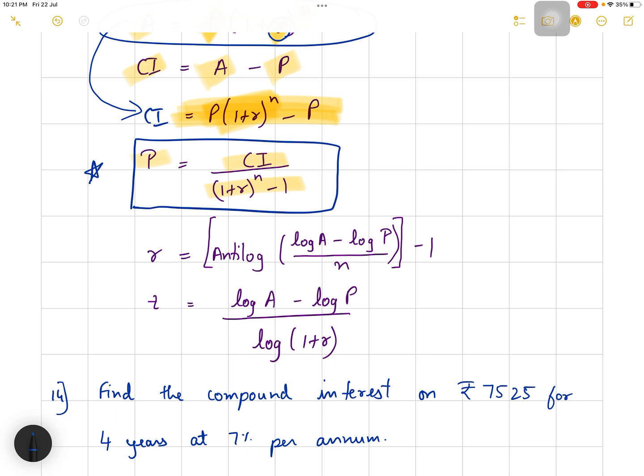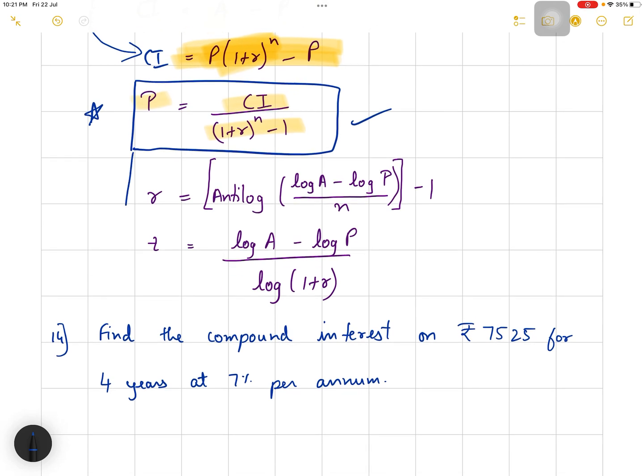So suppose amount is not given in the question, principal is asked, compound interest is given, then in that case you will be using this formula, that is P is equal to compound interest divided by 1 plus R raised to N minus 1.